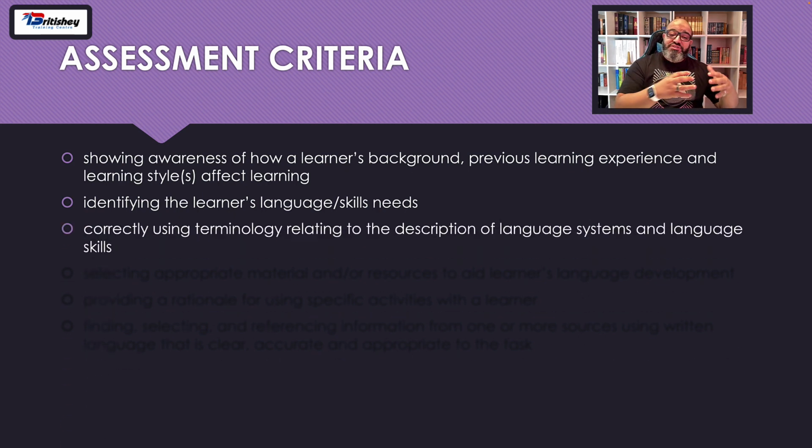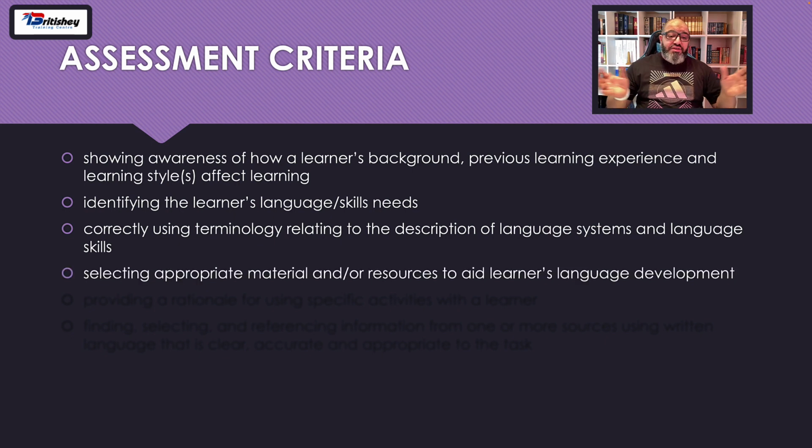Also, correctly using terminology relating to the description of language systems and language skills. Like you need to show those people that, oh yeah, I understand what I'm talking about and I'm using the right terms. Then selecting appropriate material and resources to aid learners' language development. So you need to prove to Cambridge that yes, I'm good at the process of selecting activities. I can select the right activity for the right weakness.